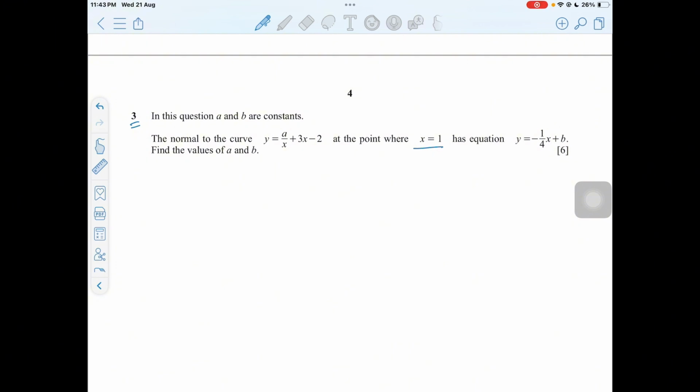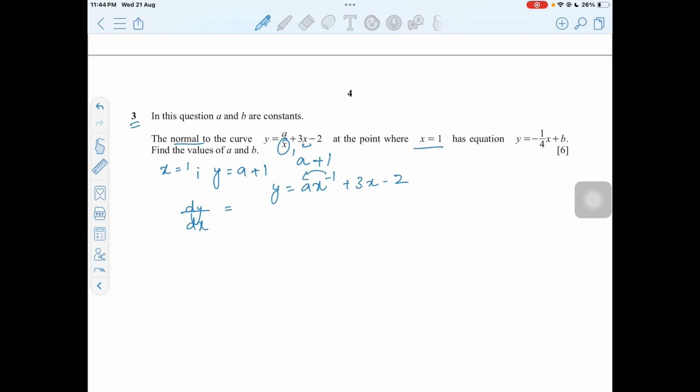So let's just calculate the value of y when x equals 1. When x equals 1, our y would be, this would be 1, so this would be a, this would be 1, so this would be 3, and minus 2, this would be 1. Right. So our y would be a plus 1 simply. Now we have to calculate the normal to the curve. So for the normal to the curve, we have to first calculate the gradient of the tangent. So if we have to calculate the gradient of the equation, let's just rewrite this equation. So this would be ax minus 1 plus 3x minus 2.